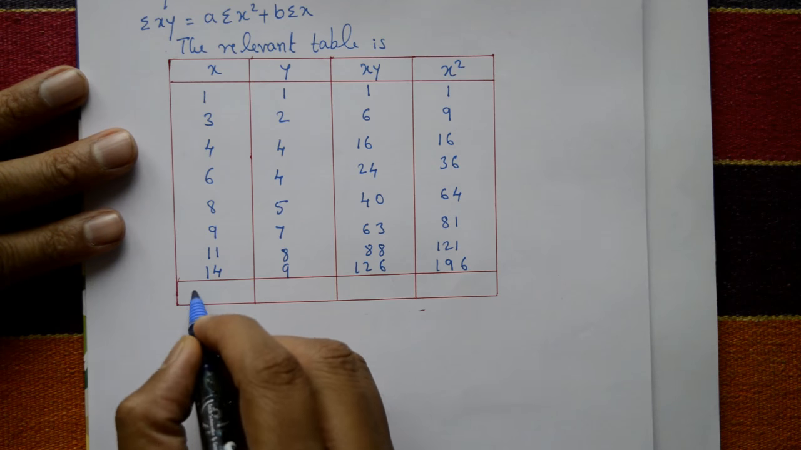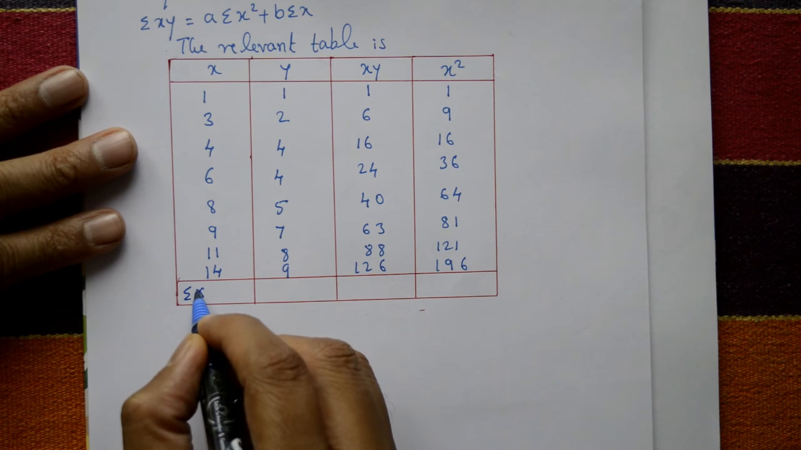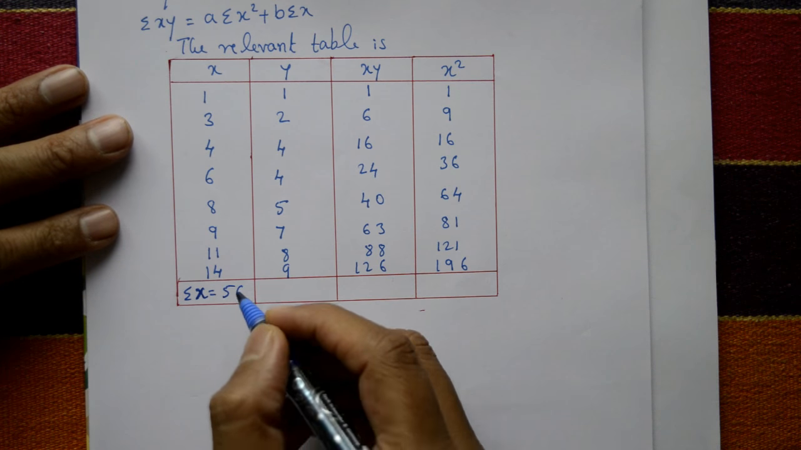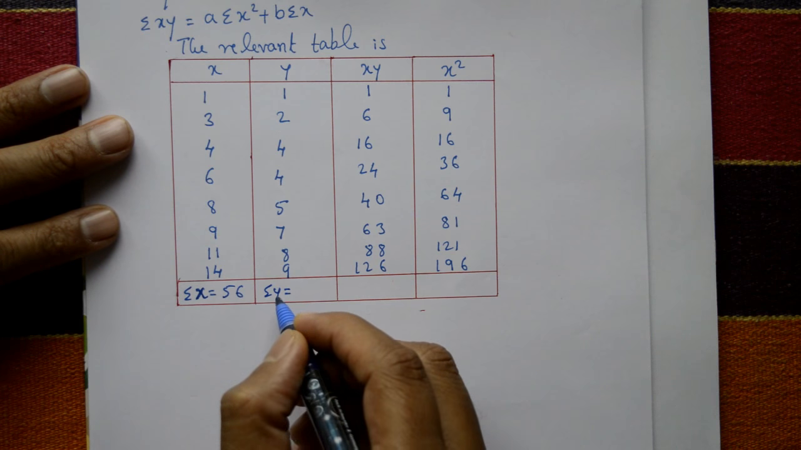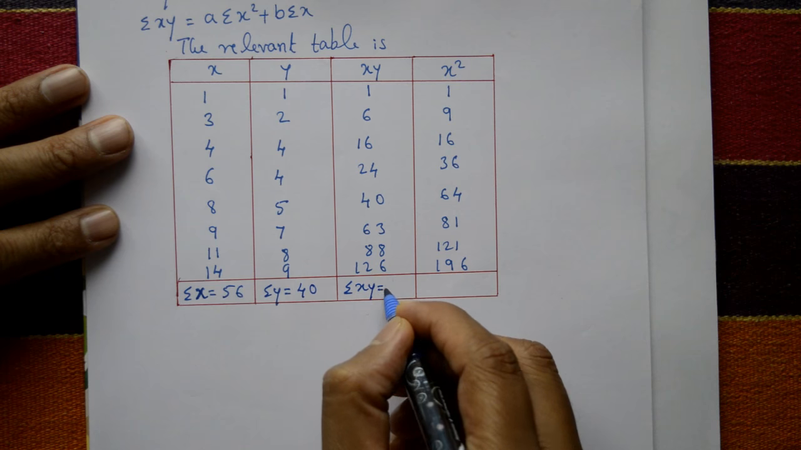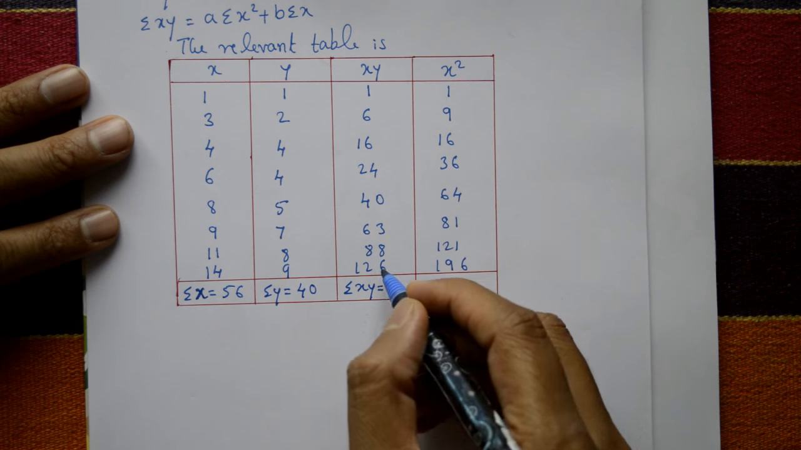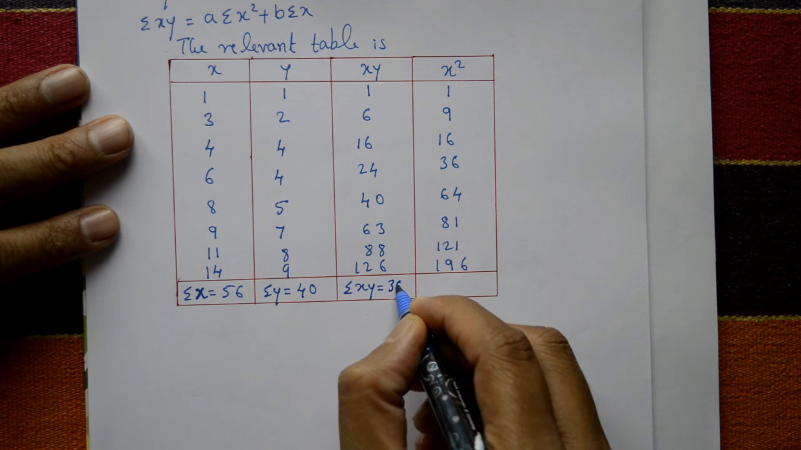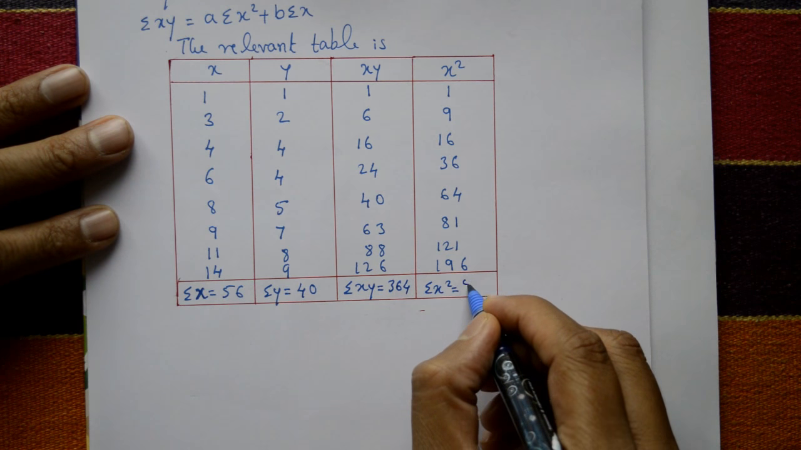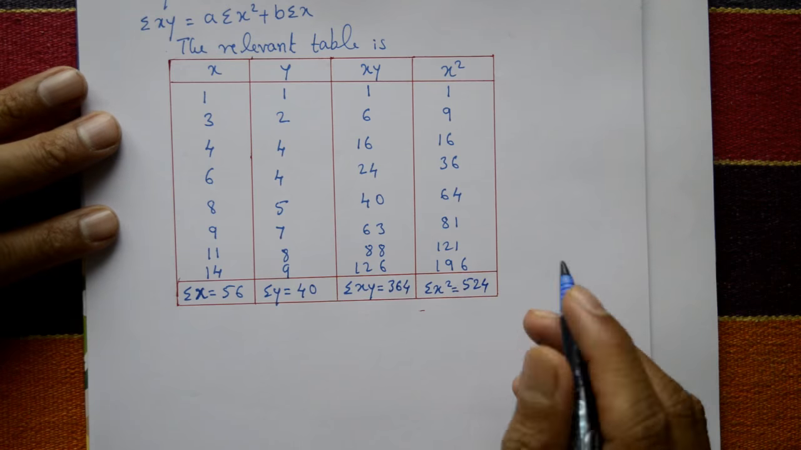Summation x is equal to, adding it, 56. Summation y is equal to, adding it, 40. Summation xy is equal to, adding it, 364. And summation x² is equal to 524 in total.